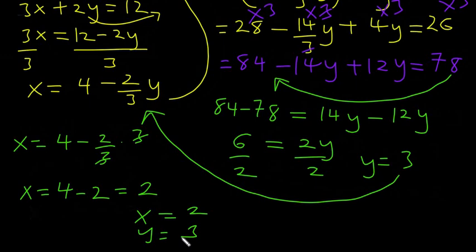So we have solved this simultaneous equation and we have found the value of x as 2 and the value of y as 3. So be sure to catch up with me in the next video as we look at more examples of solving simultaneous equations by substitution method.